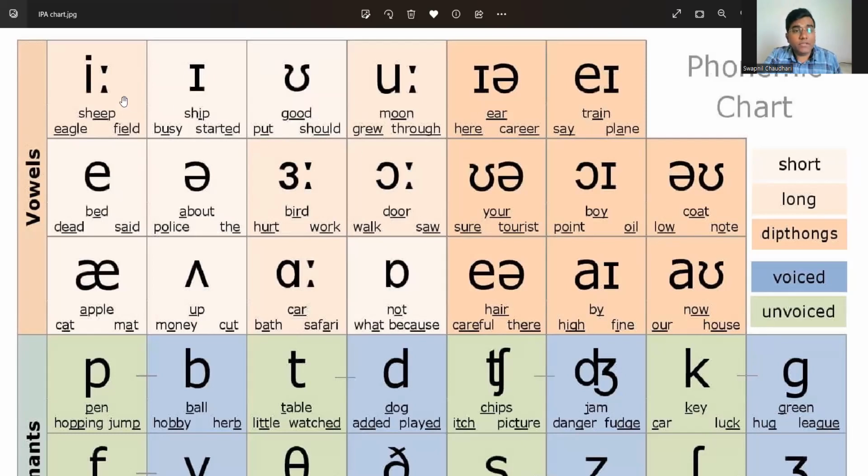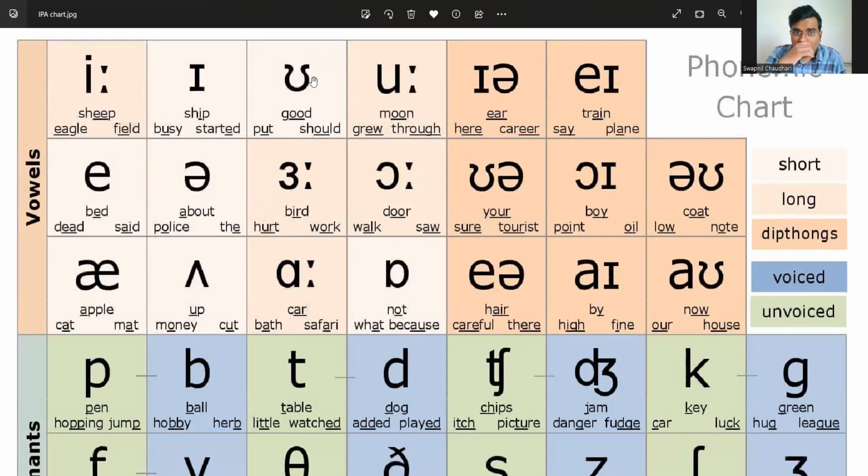And then we have the long E sound, sheep, right? So long E sound, eagle, field. And then the next one that we have is the short E sound, chip, busy, started. And then we have this symbol. So this looks like kind of a matka, right?